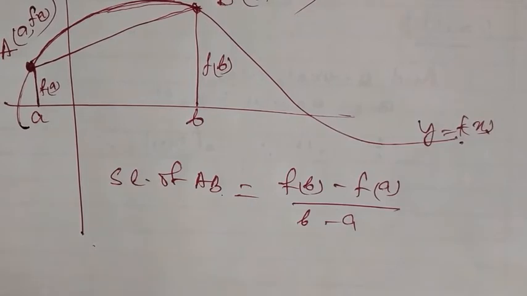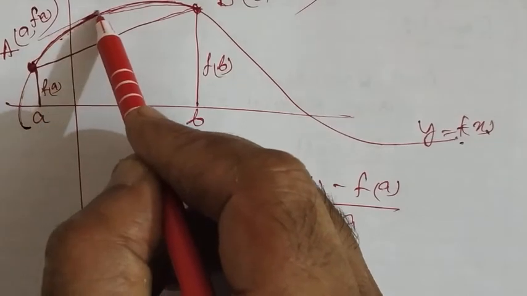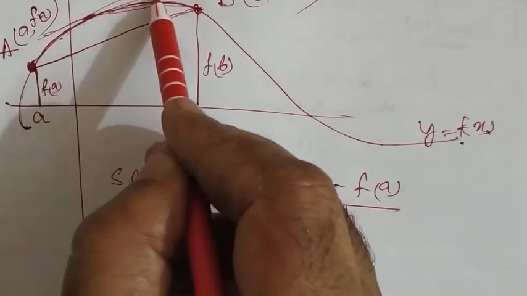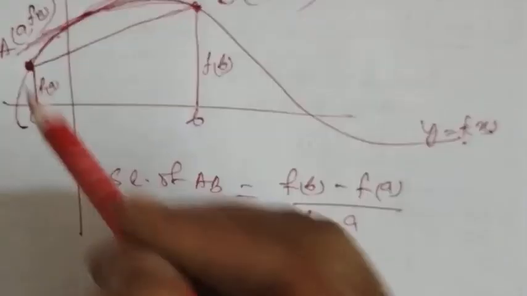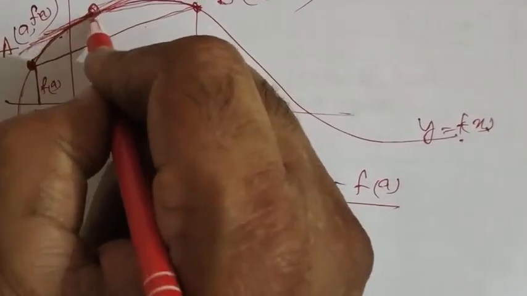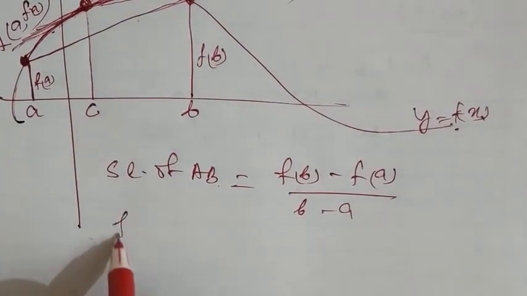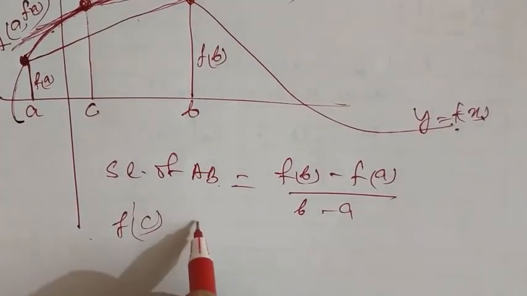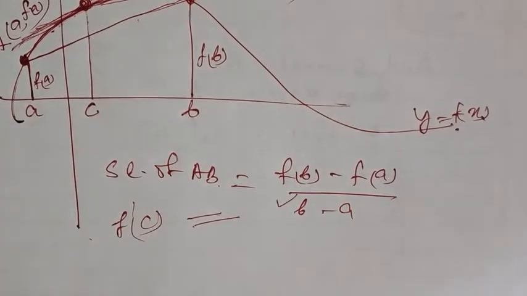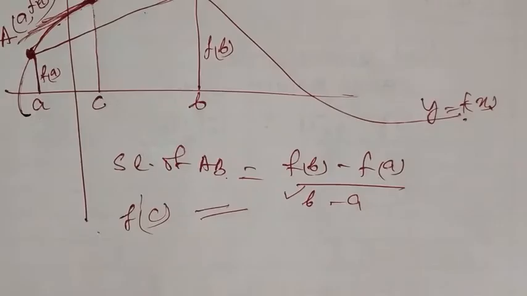And can I get a point on this curve between A and B, mark here, where the tangent is parallel to this? Yes. So that is the mean value theorem. This point is C. Okay. And the coordinate is C and FC, where f dash c, slope of the tangent, is same as slope of the chord AB. This is the basic idea of mean value theorem. Now, this is its geometrical interpretation.